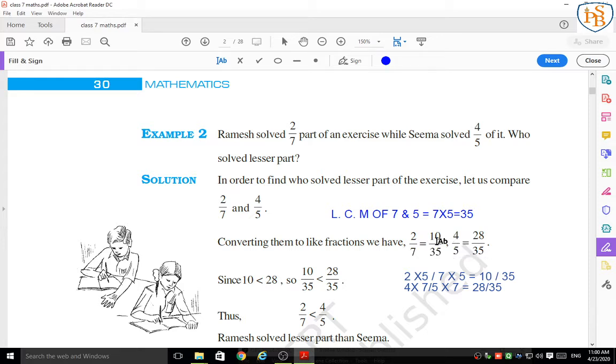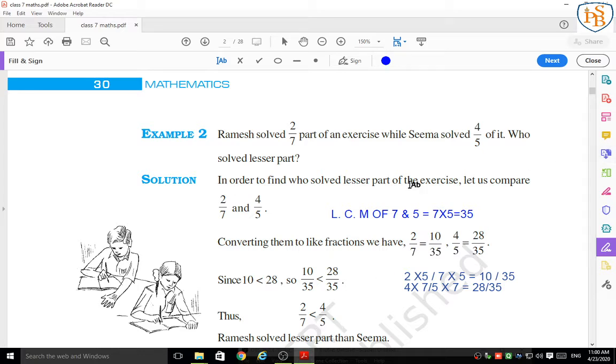And when we are comparing 10 and 28, we know very well that 28 is bigger than 10, and we get this 28 value from 4 upon 5, or 28 upon 35. So 10 upon 35 is smaller than 28 upon 35. We get the value 10 upon 35 from 2 upon 7, and 28 upon 35 from 4 upon 5. So 2 upon 7 is less than 4 upon 5.